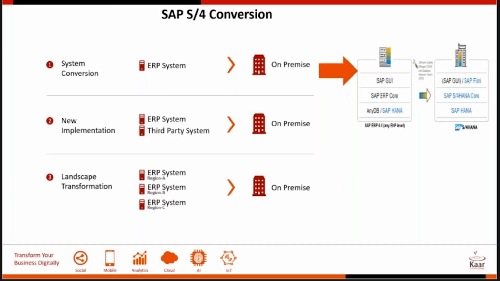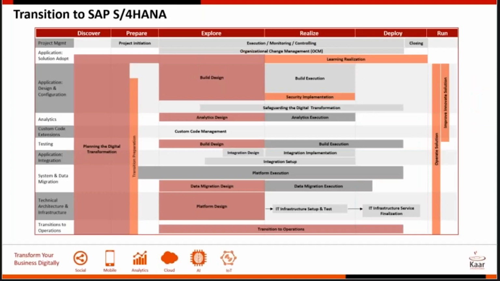This is SAP's transition to SAP S4HANA roadmap. So what we're going to discuss is what are the phases in an SAP S4 conversion, and what are the different work streams that you have. So this is typically a matrix between the work streams on the y-axis and the phases on the x-axis. Then each cell within this matrix will represent an activity that has to be done in the project as part of a certain work stream within a particular project phase.